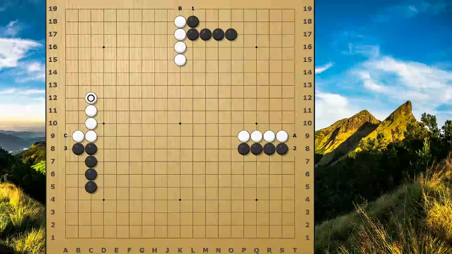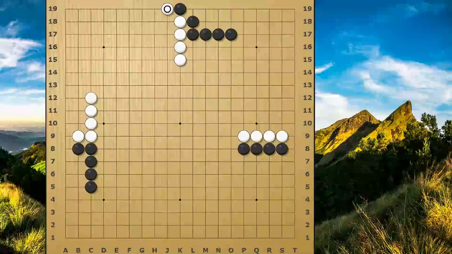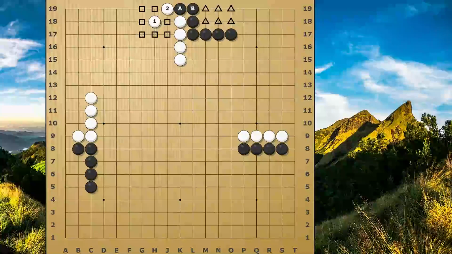So let's look first at the top, and we're going to look at black B. So what does that look like? Some stones on the edge of the board. Black plays B, and white blocks. Black connects, and white connects. So far, so good? That's what you'd expect it to be, right?